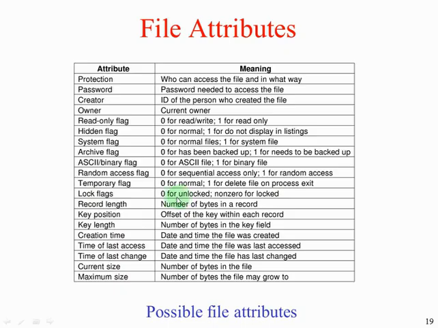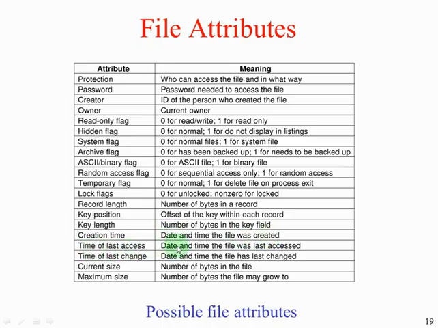Then lock flags, which says that it is 0 for unlock and non-zero for lock. Then record length, which simply tells us the number of bytes in record or number of bytes of that file. Key position, which talks about the offset of the key within each record if it is going to be sequential access. Key length, which talks about the number of bytes in the key field. The creation time, which says about the date and time the file was created.